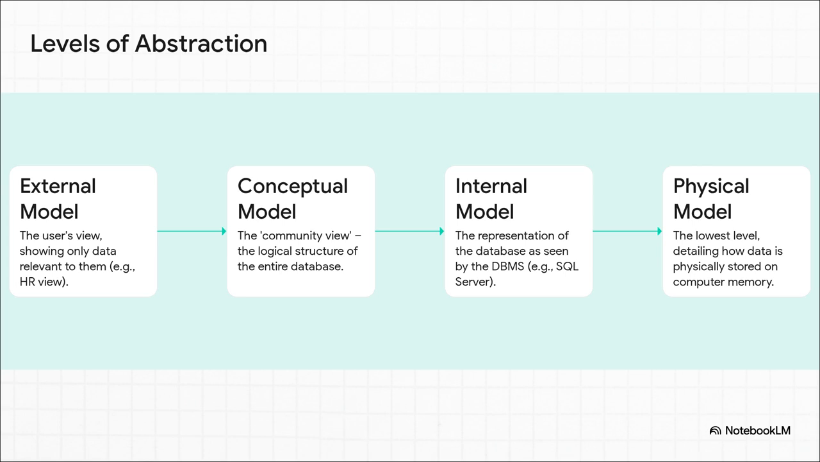Then you zoom out to the conceptual model. This is our main blueprint, the one that shows how everything connects across the entire organization. From there, we get technical with the internal model, which is like the contractor's plan. It adapts the blueprint for a specific system, say Oracle or SQL Server. And finally, you have the physical model, which gets down to the real nitty-gritty of how the ones and zeros are literally stored on a disk.